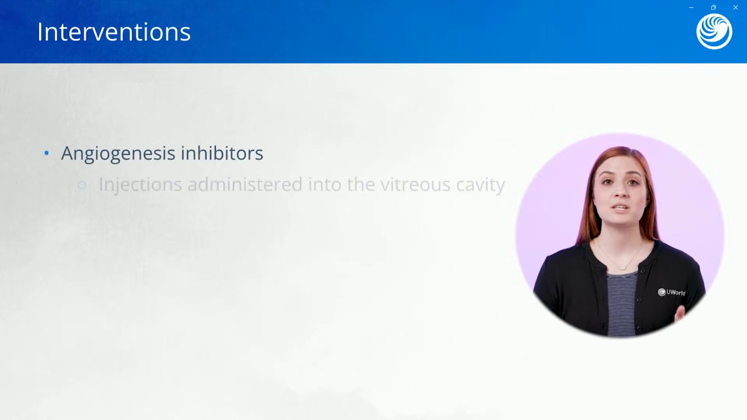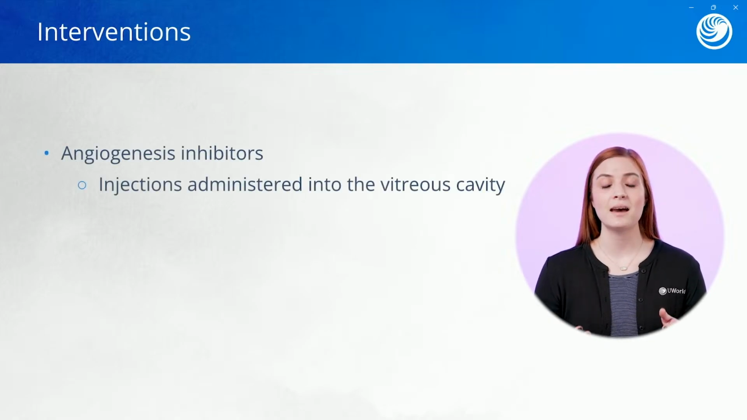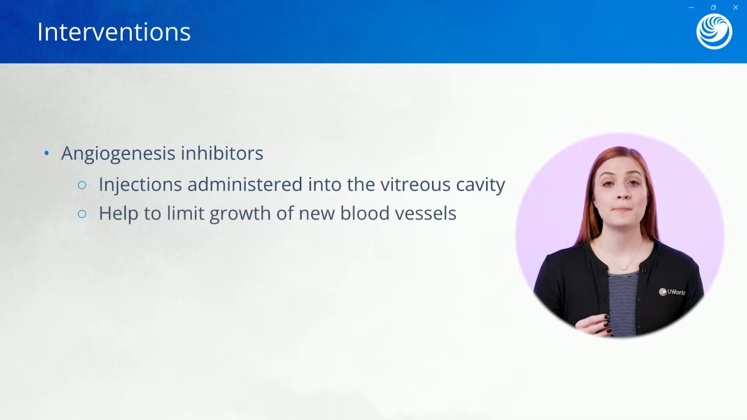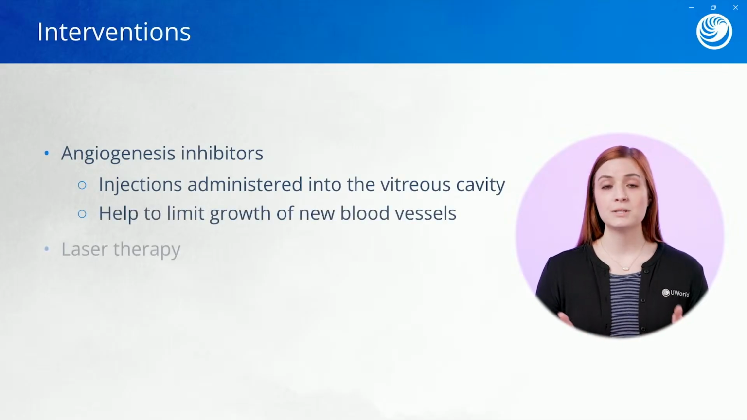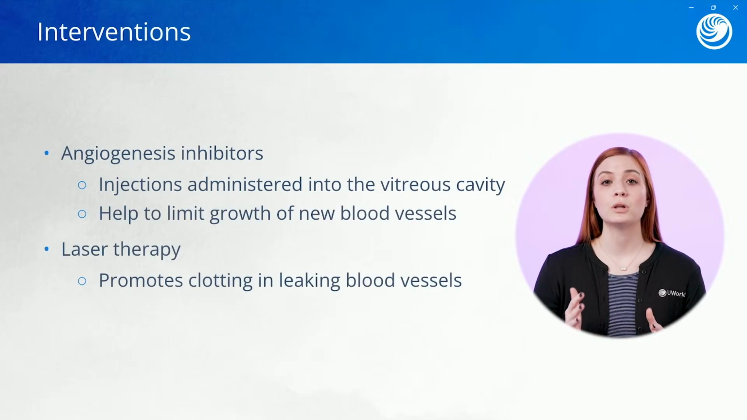Angiogenesis inhibitors can be injected directly into the vitreous cavity, and these are going to help limit the growth of new blood vessels. Laser therapy can also be done to promote clotting of leaking blood vessels and to slow our central vision loss.